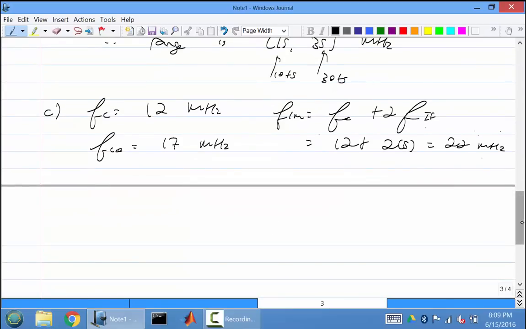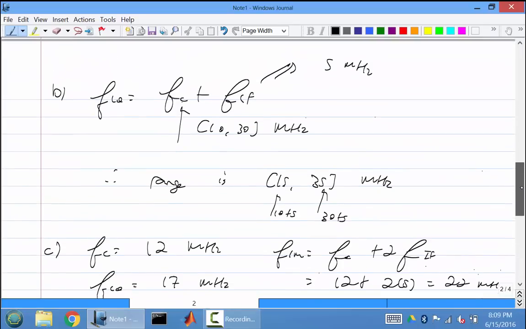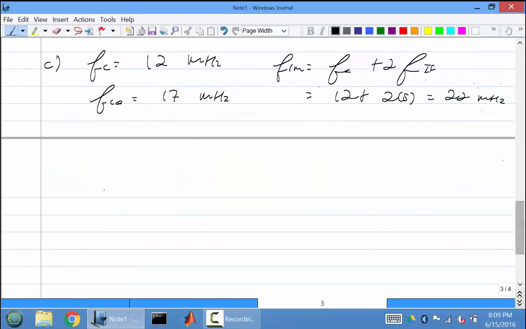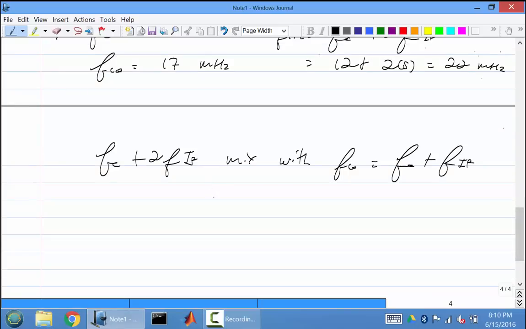If you remember, at 2 times the image frequency, what's going to happen is, if you're doing the frequency mixing, the whole point of the oscillator frequency is to bring stuff down. So remember, at f_c plus 2 f_IF, if you mix with f_LO, which is f_c plus f_IF, it's going to give you 2 frequencies. Let's call this f_IM.